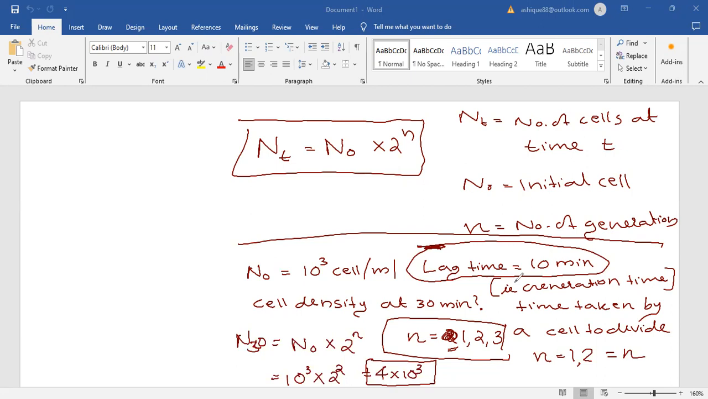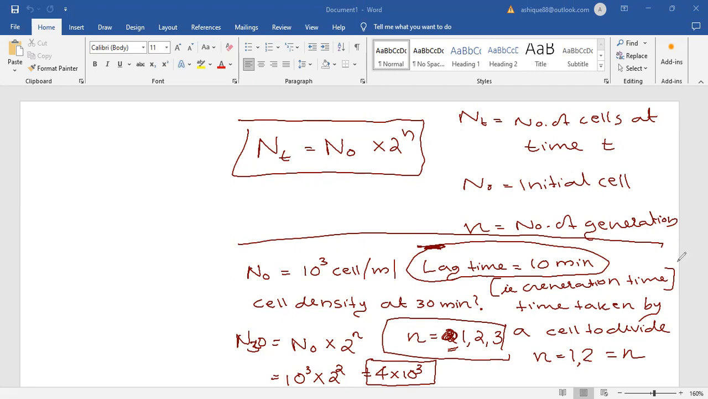Okay, sir. If the medium has everything available, they will continue to divide. Only when the resources decline, when they are limited, will they go into the stationary and death phase. Otherwise, if there were any bacteria remaining on earth, all the bacteria from the beginning itself would enter the stationary phase and die, right? There would not be any bacteria here. It's clear? Thank you.